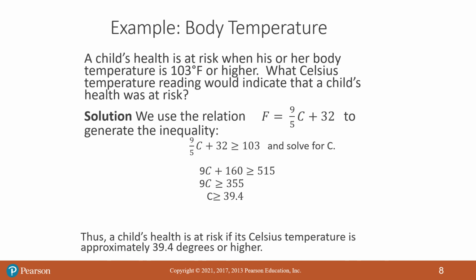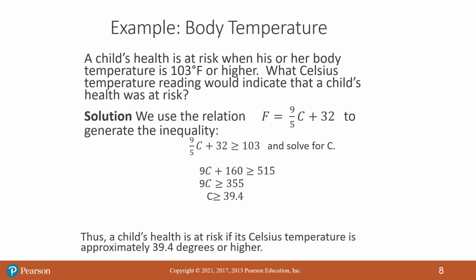Let's look at another example. This example involves body temperature. A child's health is at risk when his or her body temperature is 103 degrees Fahrenheit or higher. What Celsius temperature reading would indicate that a child's health was at risk? Now, we know that the degrees Fahrenheit is 103. We also know that the relation that converts Fahrenheit to Celsius is F equals 9/5 C plus 32.